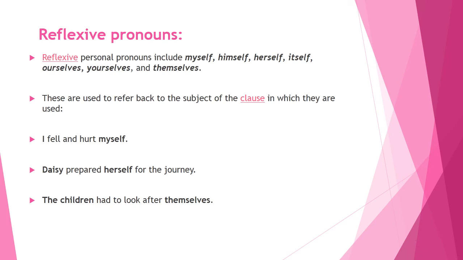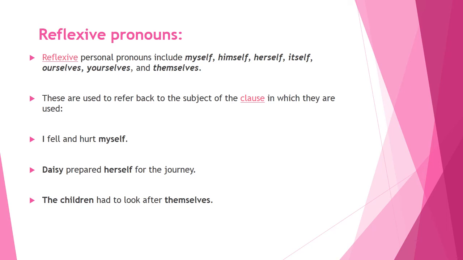Next type of pronoun is called reflexive pronouns. Reflexive personal pronouns include myself, himself, herself, itself, ourselves, yourselves, and themselves. These are used to refer back to the subject of the clause in which they are used. For example, I fell and hurt myself. Daisy prepared herself for the journey. The children had to look after themselves.